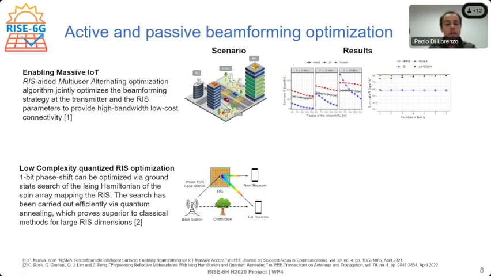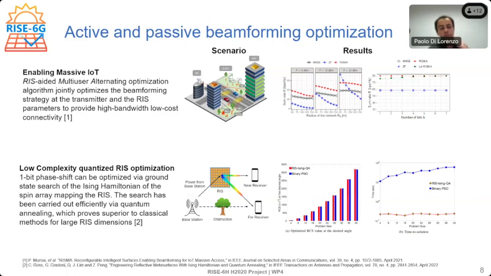There is also another strategy which considers quantized RIS optimization, where 1 bit phase shift is optimized using quantum annealing strategies, searching for the Ising Hamiltonian of the spin array that maps the RIS. Of course, all the details can be found in the papers that you can find below.